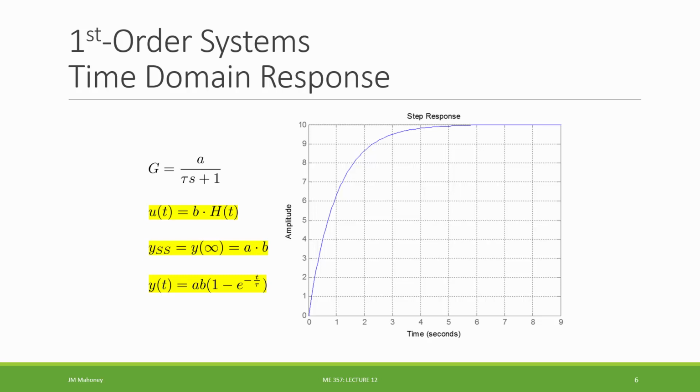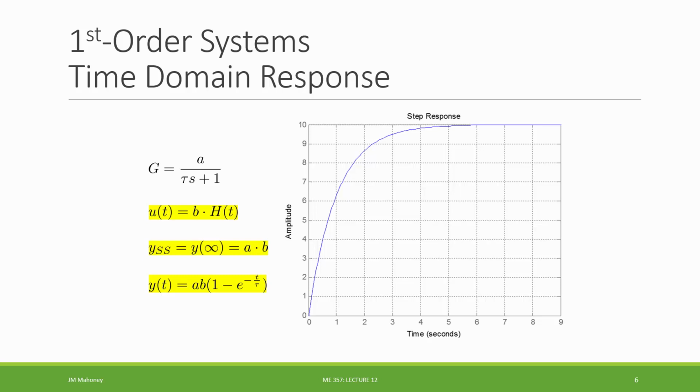And all first order systems are going to asymptotically approach the steady state value. In this case, since our steady state value is positive 10, it's larger than our initial value, we are going to asymptotically approach it from below. But we could conceivably have a steady state value that is negative or lower than our initial value, in which case we are going to asymptotically approach it from above. But they're all going to have asymptotic approaches to the steady state value when we have first order systems with a step input.